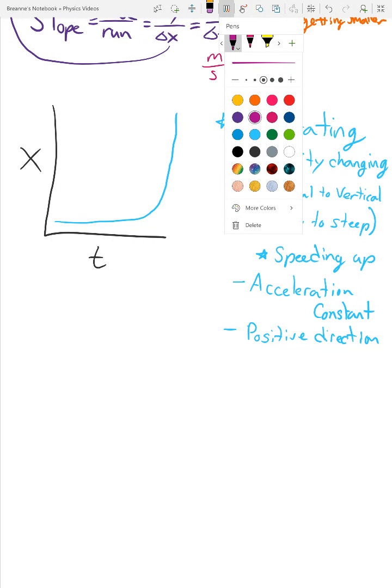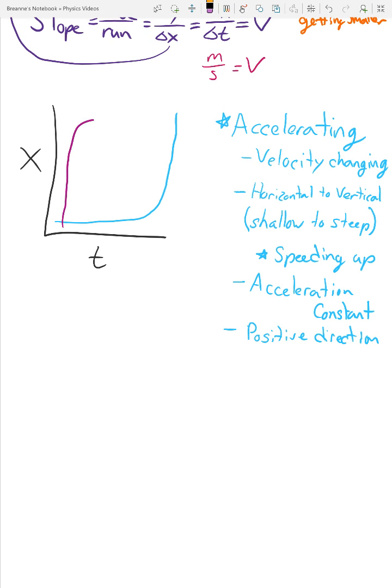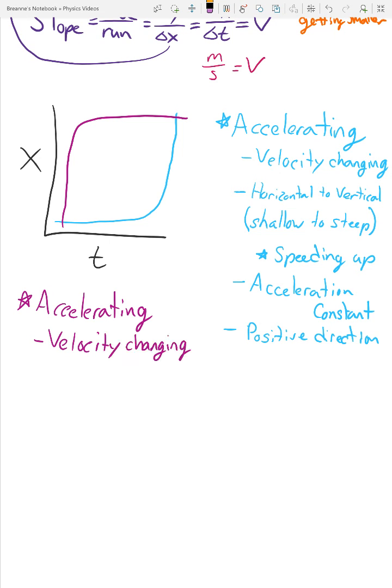So our next graph will be one that goes like that. It's kind of like its opposite. So it's a curve, so we know we're accelerating. So if we're accelerating, that means our velocity is changing. But how is it changing? So let's look at our cues.